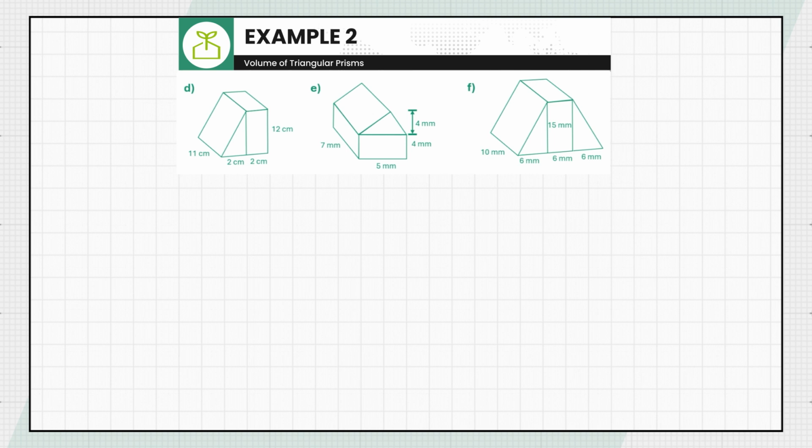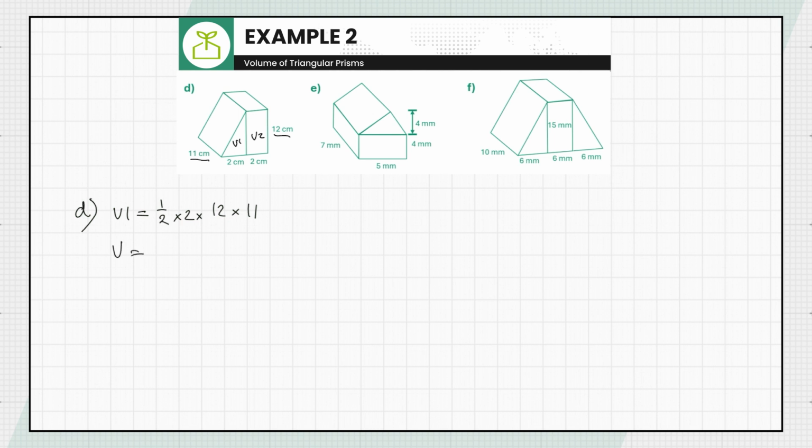Okay, let's get started with D. With D, we've got two shapes. Let's make this volume 1 and this volume 2. So let's get started with our volume 1, which is our triangular prism. It's going to be 1 over 2 multiplied by 2 multiplied by 12 multiplied by 11.